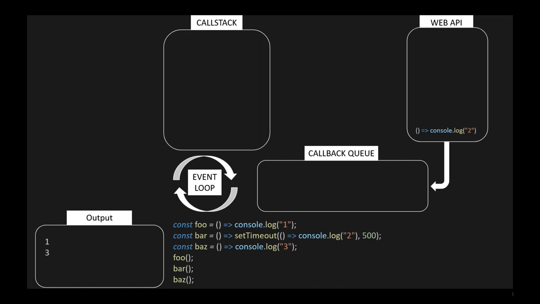When the 500 millisecond timeout expires, it will be added to the callback queue. The event loop checks the call stack and callback queue. It'll move the function from the callback queue to the call stack because the call stack is empty. Then the function is executed. It'll log 2 to the console and be removed from the call stack.